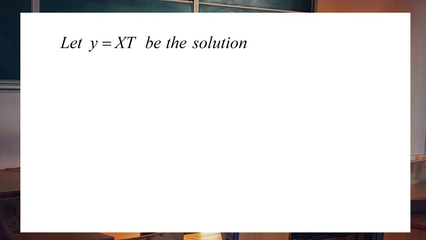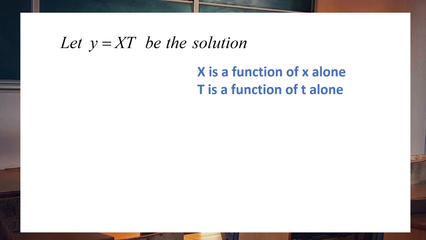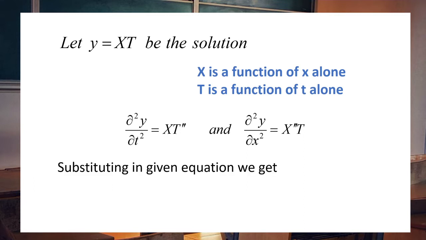Now applying our method of separation of variables, let y equal to XT be the solution, where X is a function of x alone and T is a function of small t alone. Then we have ∂²y/∂t² equal to X T double dash and ∂²y/∂x² equal to X double dash T. Substituting in the given equation, we get X T double dash equal to c² X double dash T.